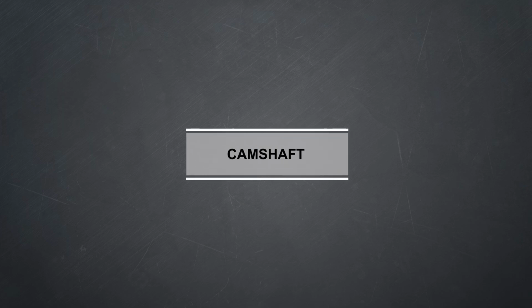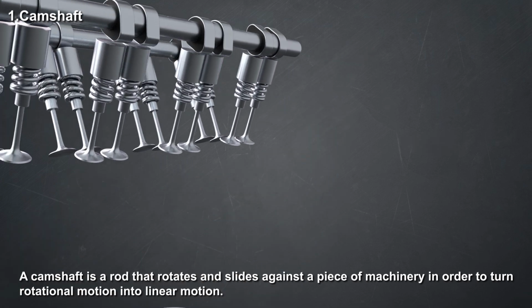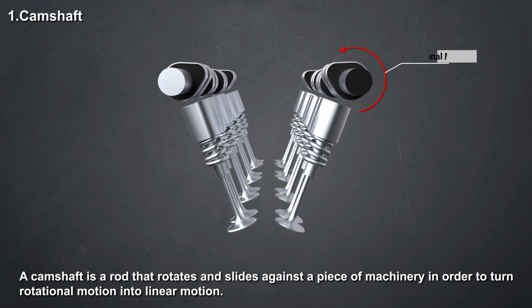Camshaft. A camshaft is a rod that rotates and slides against a piece of machinery in order to turn rotational motion into linear motion.